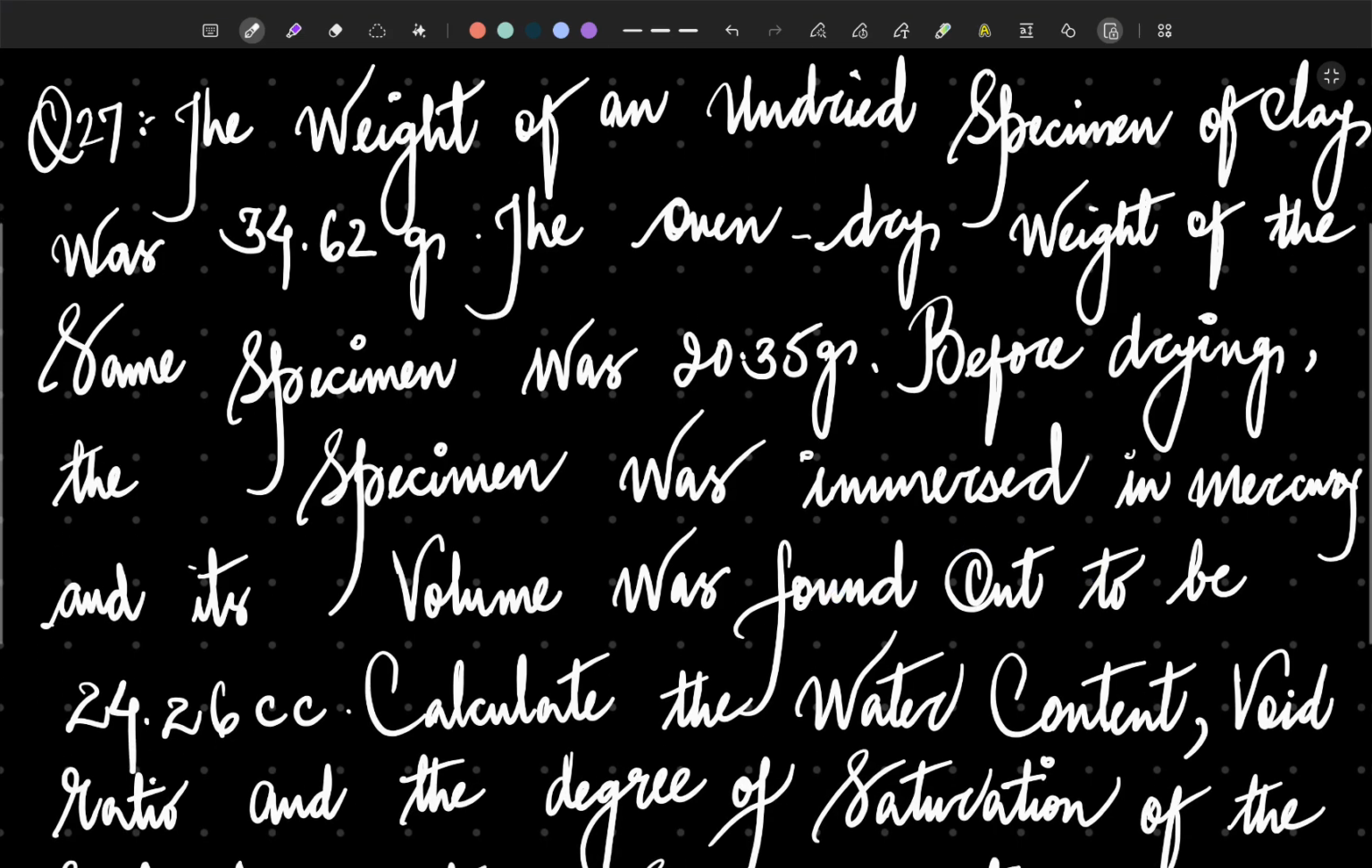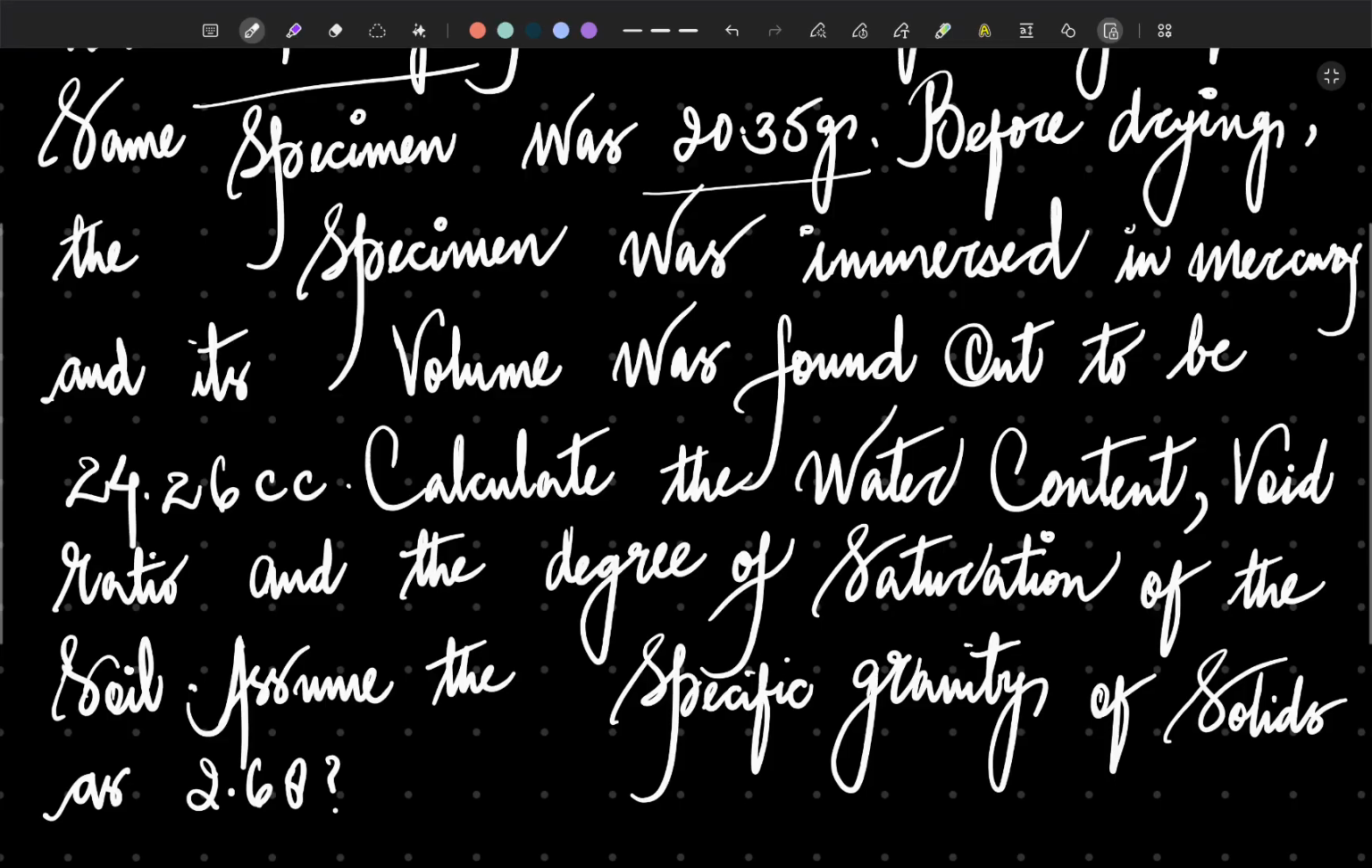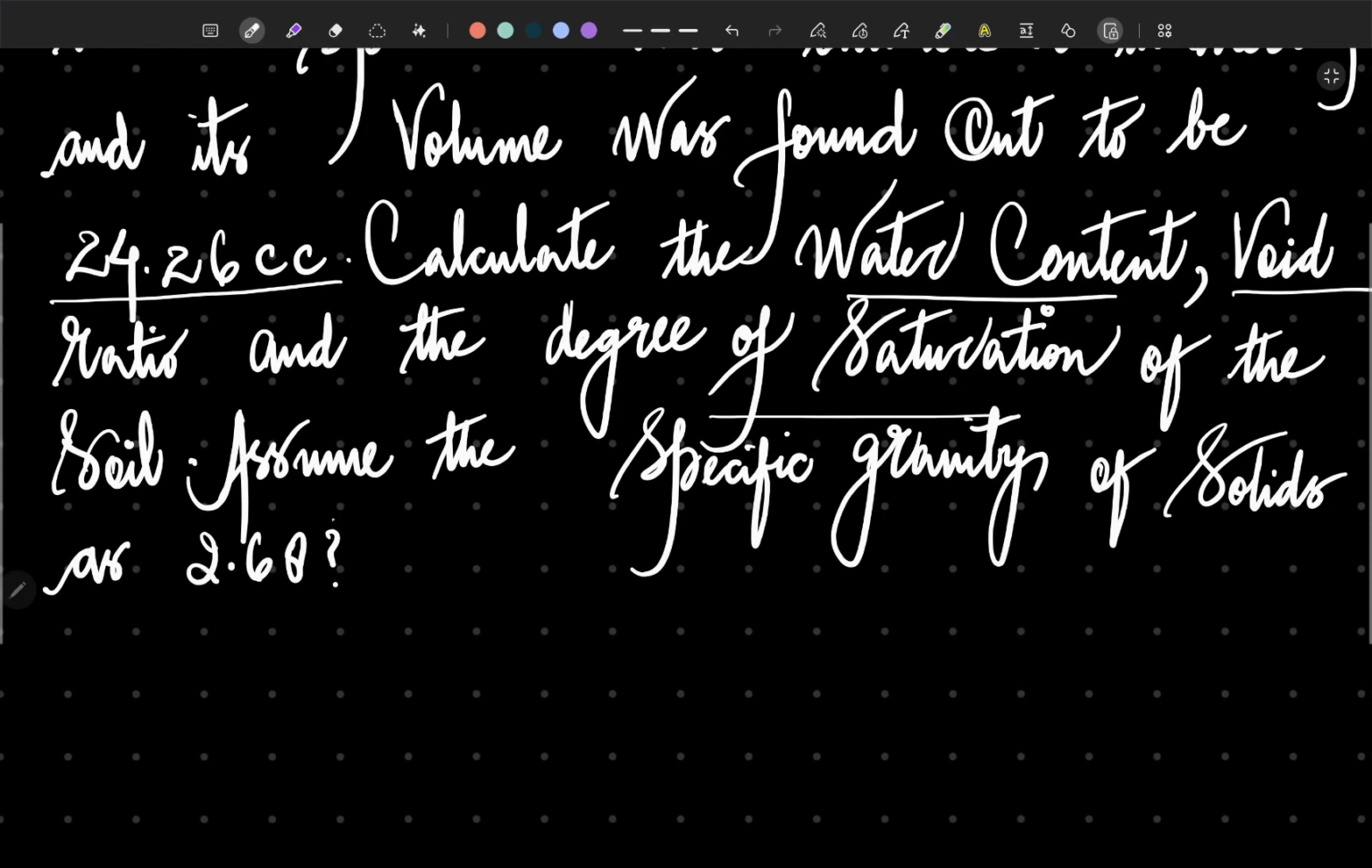All right, so this is the next question. The weight of an undried specimen of clay was 34.62 grams. The oven dry weight of the same specimen was 20.35 grams. Before drying, the specimen was immersed in mercury and its volume was found out to be 24.26 cubic centimeters. Calculate the water content, void ratio, degree of saturation of this soil, and assume the specific gravity of solids as 2.68.